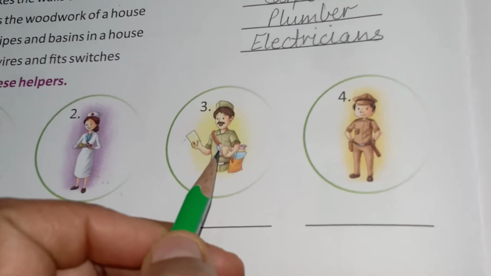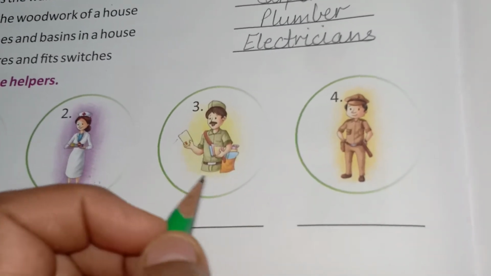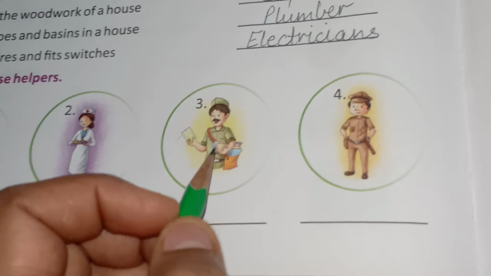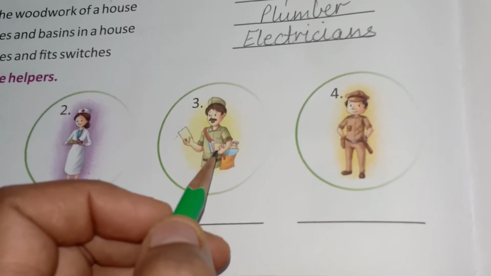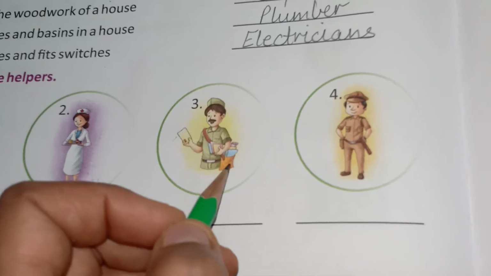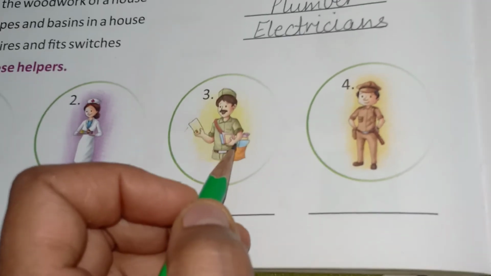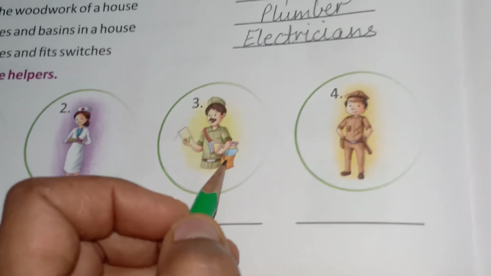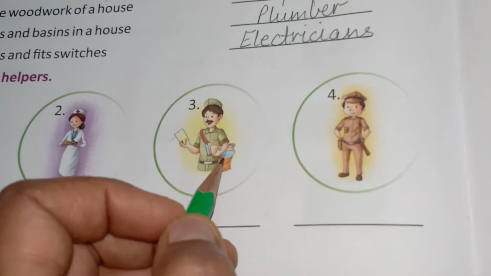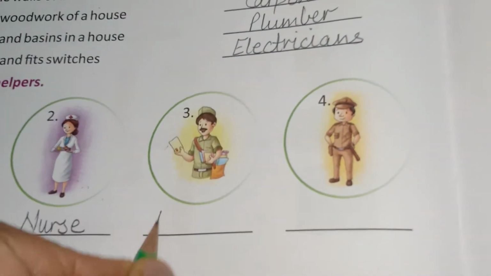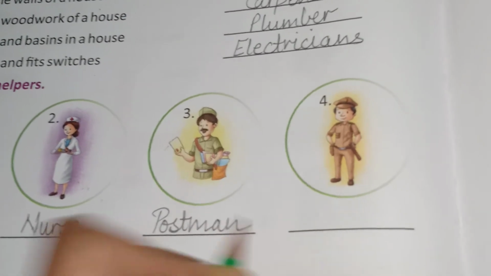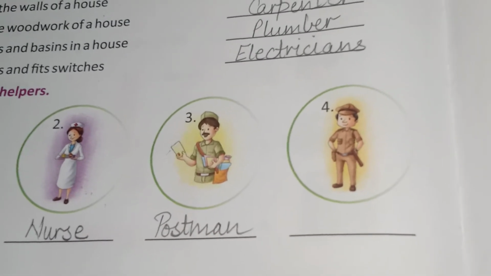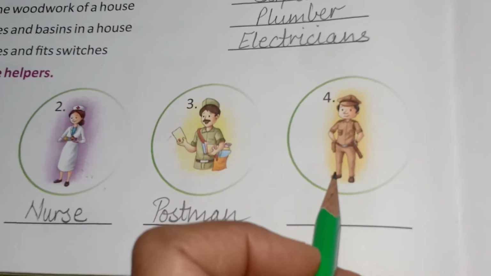This is a person who is wearing a khaki dress, and he is having some envelopes in his hand, and he is carrying a bag full of envelopes. So that means this person is a postman who brings letters to our homes. So we will write P-O-S-T, post, M-A-N, man, postman. Clear? Now coming to the last, fourth picture.